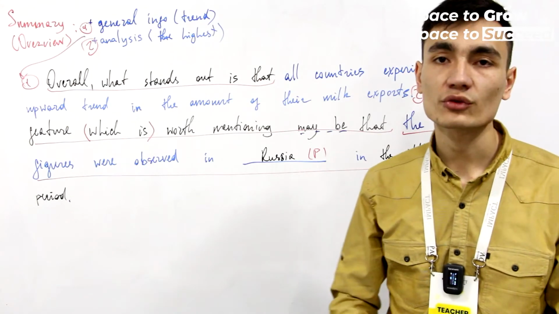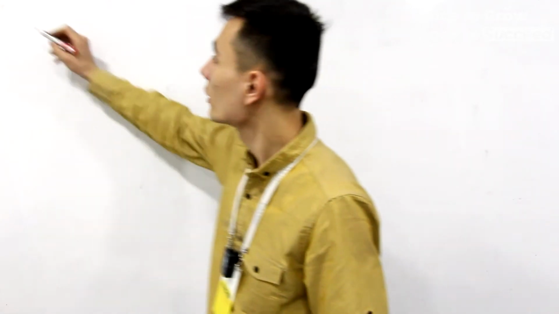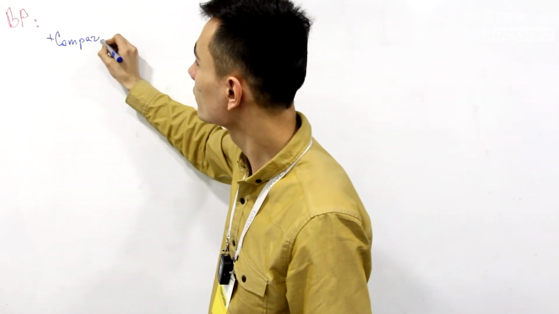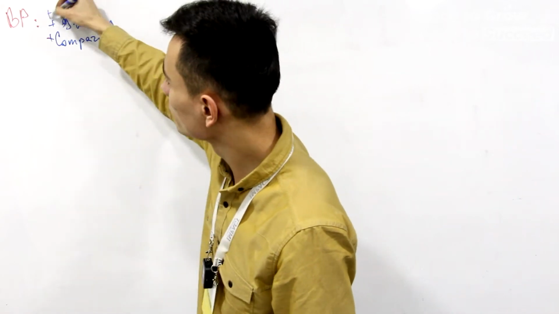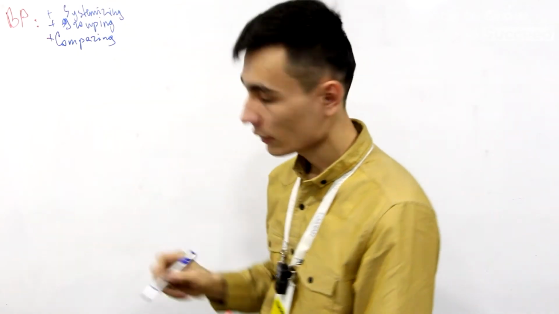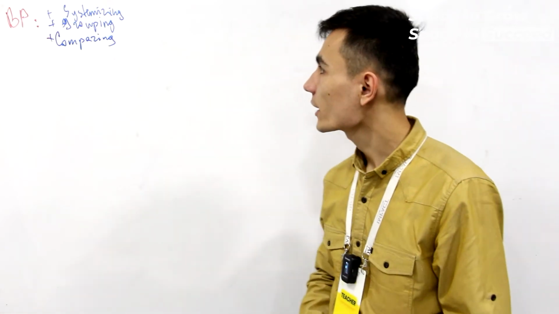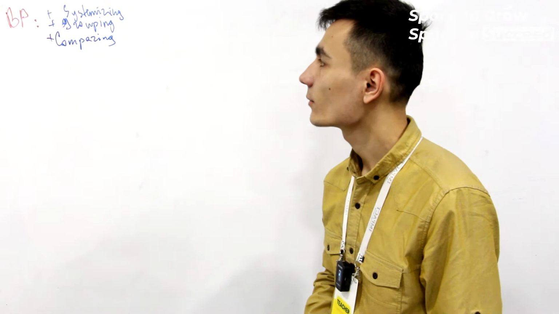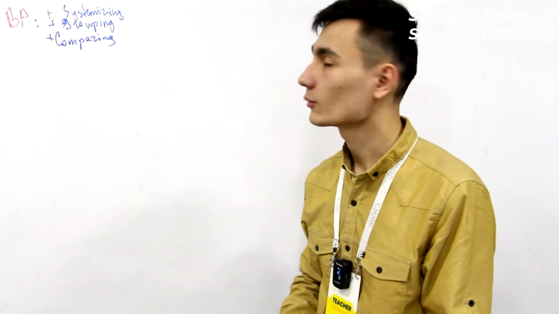After this part, we'll have to move on to the body paragraph. So now let's move on to the body part of our essay. As you know, in the body paragraph, we have to use certain structures to make sure that our essay will be clear, understandable, and relatively easier to write. And the structure is, as you know, so I just wrote three things. They are comparing, grouping, and systemizing. So we just have to talk about them one by one.